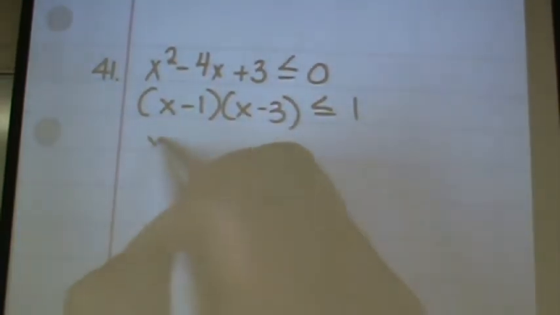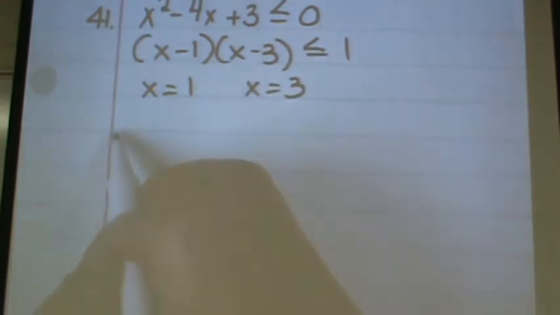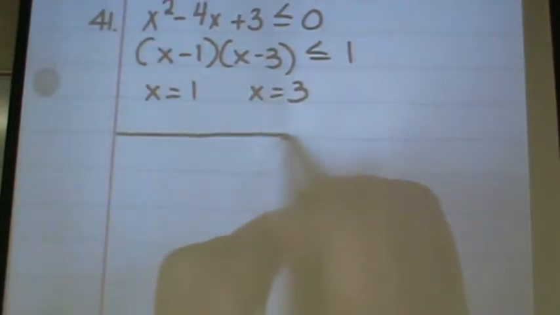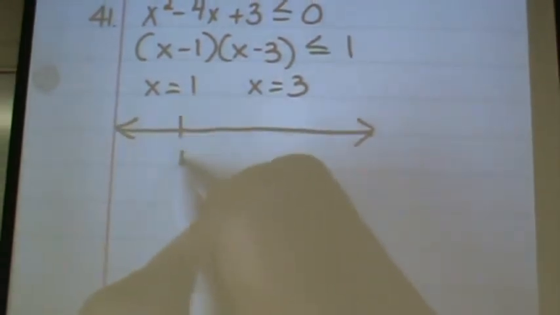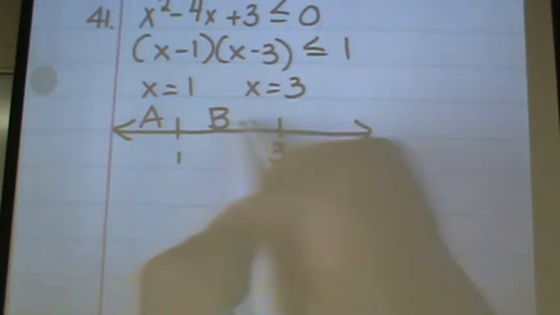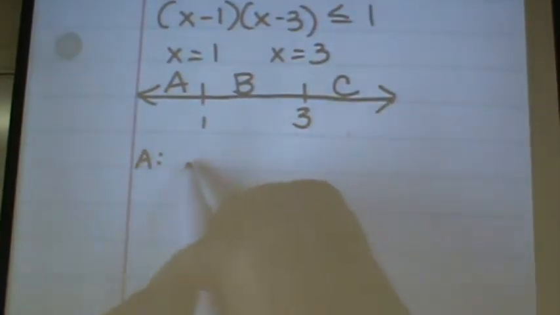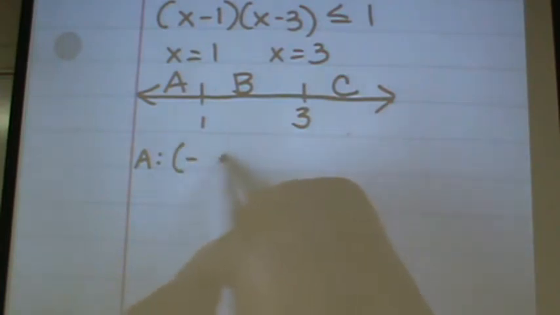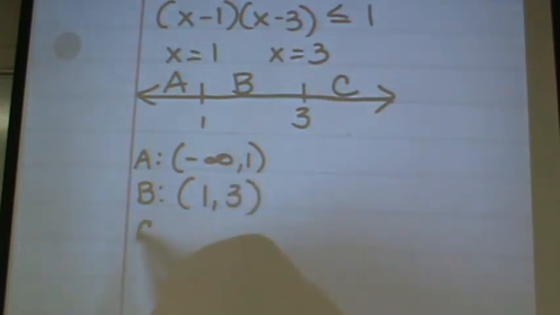So our zeros are 1 and 3. So we're going to draw a number line, and we're going to graph these two numbers in their correct order, 1 and 3. We have three regions, A, B, C. Region A goes from negative infinity to 1. Region B is from 1 to 3. And region C is from 3 to infinity.